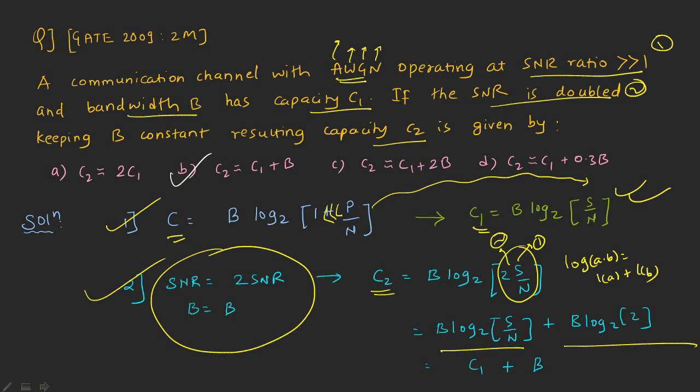And now you can tell the answer. Log of 2 to the base 2 is 1, and B is remaining, so C1 plus B is the correct answer, so the answer is B. A pretty simple question, correct?